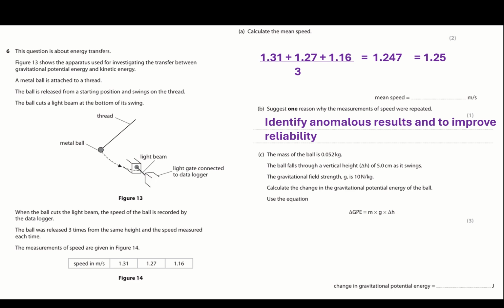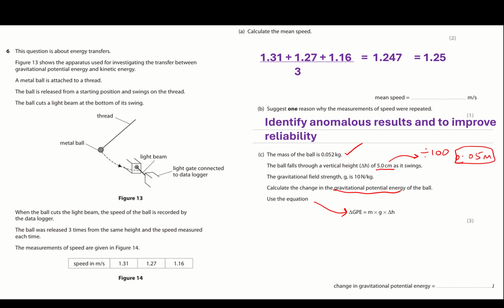Okay, the next one, you can see the question is going to ask you to work out the GPE. So I've just got to multiply whatever they tell me. Let's go and check the units to see if that's correct. So mass of the ball in kilograms, perfect. The height 5 centimeters, not perfect. So divide that by 100 because there's 100 centimeters in a meter, equals 0.05 meters.